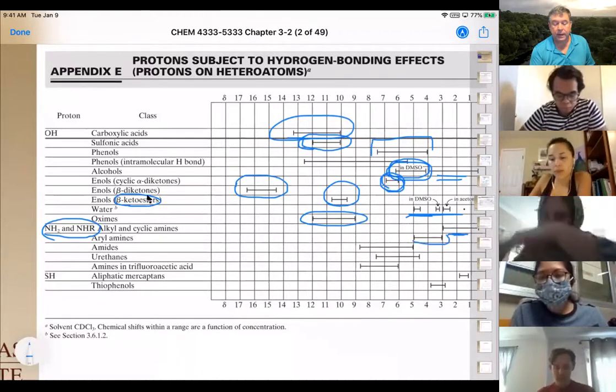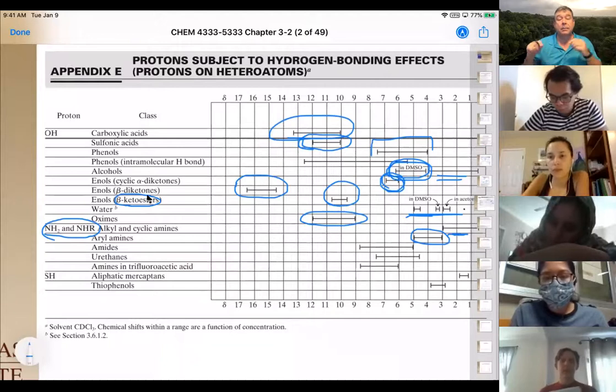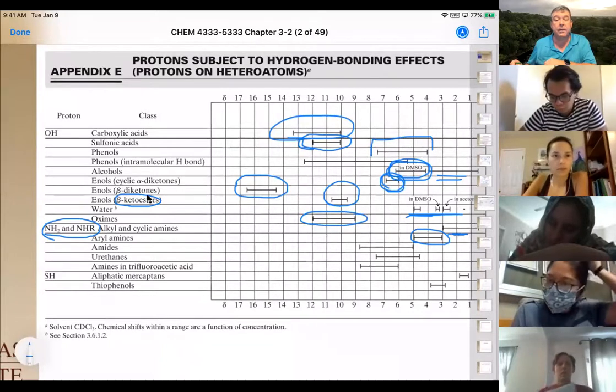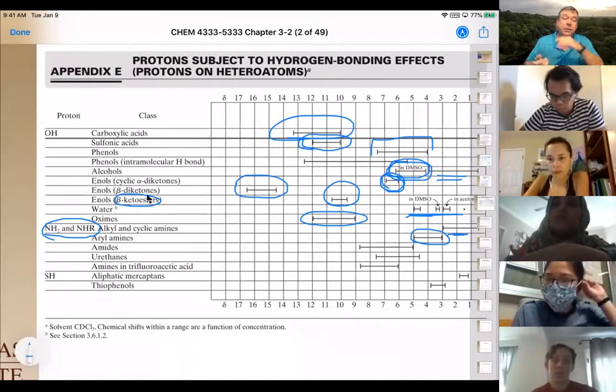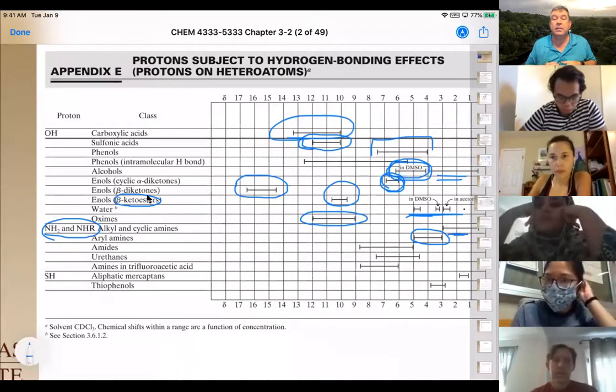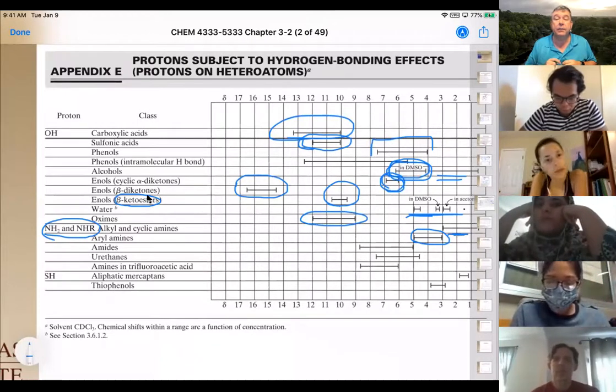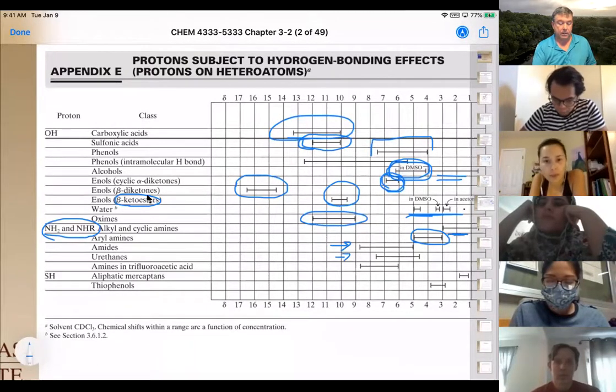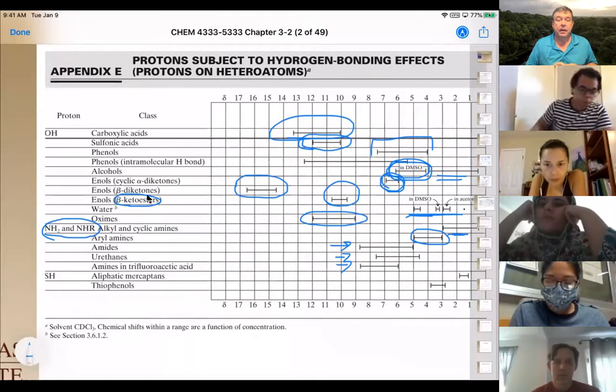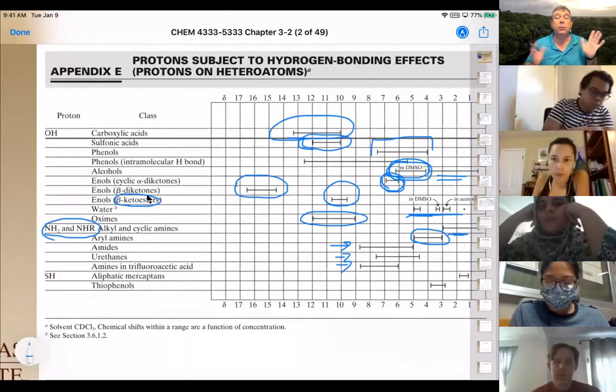The aryl amines are less basic than the aliphatic amines. That means they shift up a little bit to the same place that alcohols typically are found. And the amides are a lot less acidic. Urethanes and amines in trifluoroacetic acid tend to be protonated, as in they are quaternary ammonium salts, and they're shifted way up from there as well.